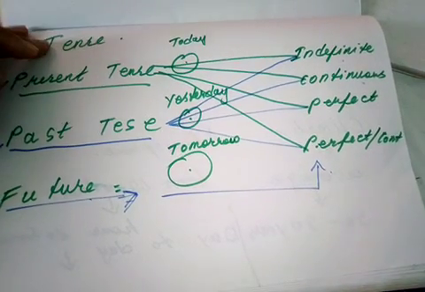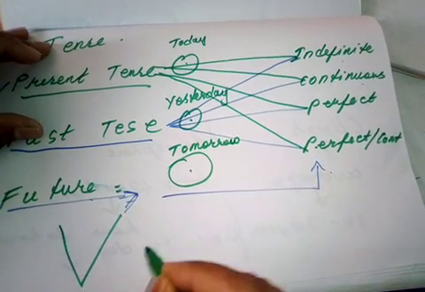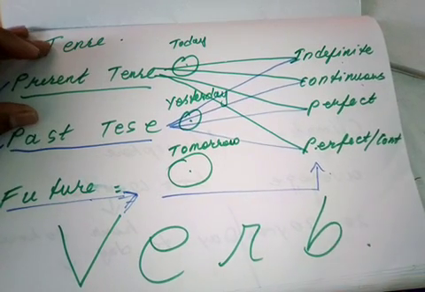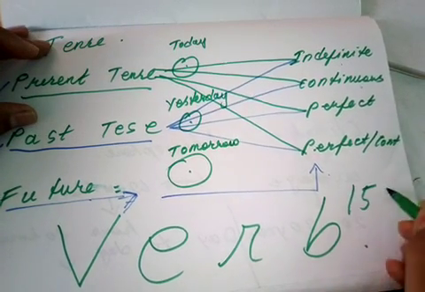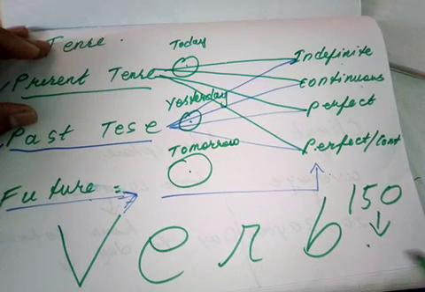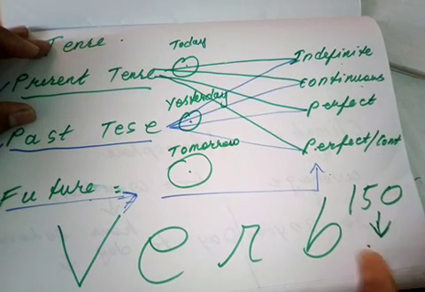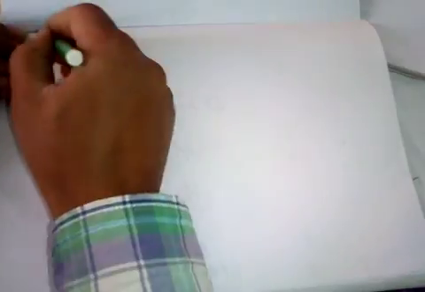Before learning the present tense, as I have already mentioned, learning the verb is necessary, and there are about 150 verbs, not less than 50, 150 verbs. You have to learn all three forms of the verb. So let's see how verb 1, verb 2 and verb 3 are defined.